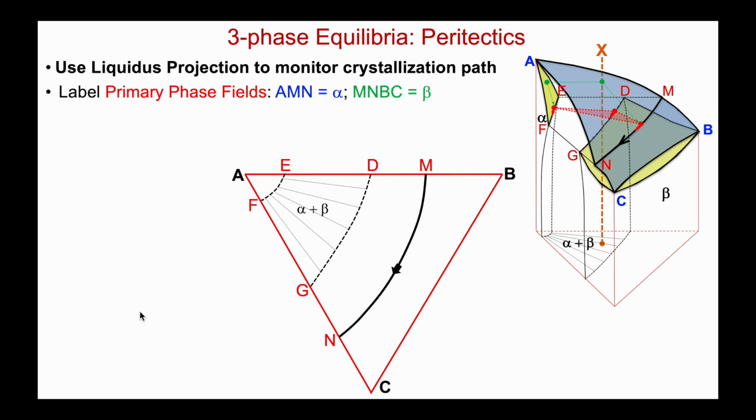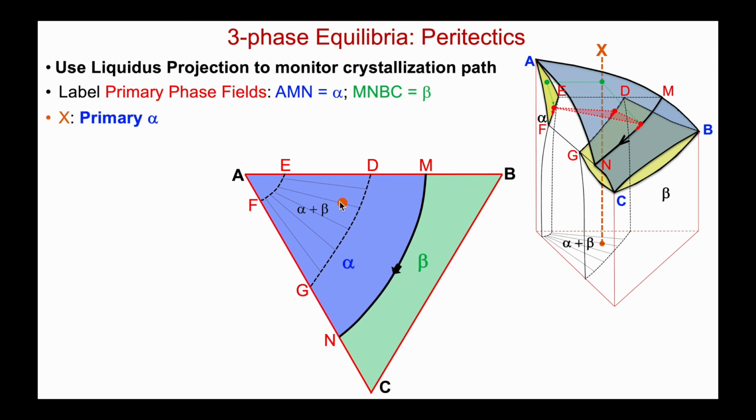AMN is primary phase alpha. So here's A, here's M and N on my projection. So I'm going to shade that in. That's my projected alpha primary phase field. If my composition lies anywhere in this blue region, the first solid phase to form is going to be alpha. Beta primary phase field, that's when the composition lies in B, M, N, C. Let's shade that in green. So this is the beta primary phase field.